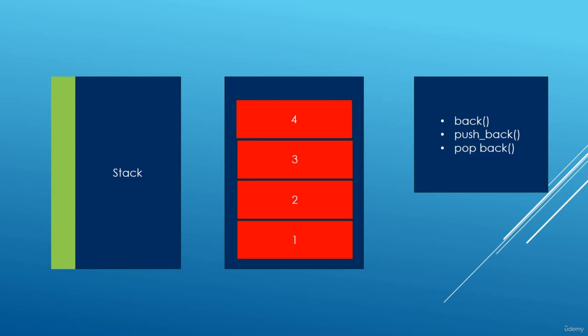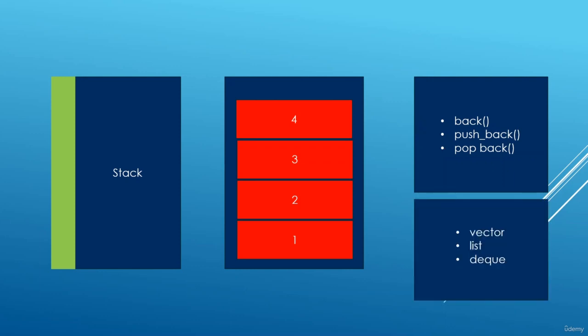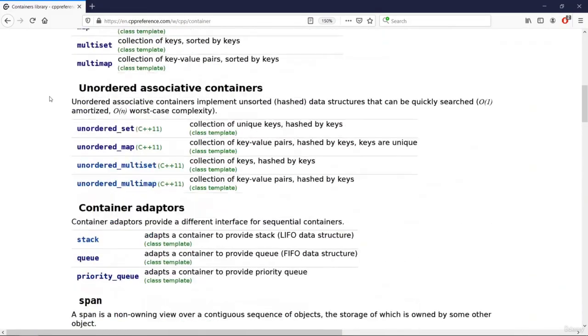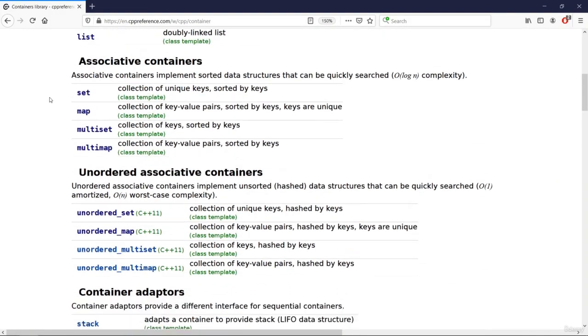We have a few containers that support this interface. We can use std::vector, std::list, and std::deque. And we can use these things under the hood to set up a stack interface. And the STL is going to give us this flexibility. If you want, you can come back to the documentation and look at these things.